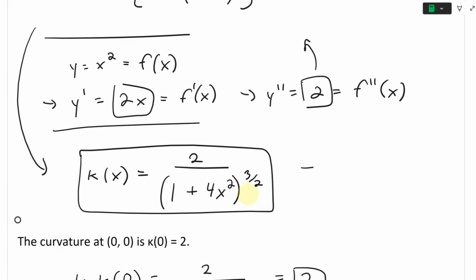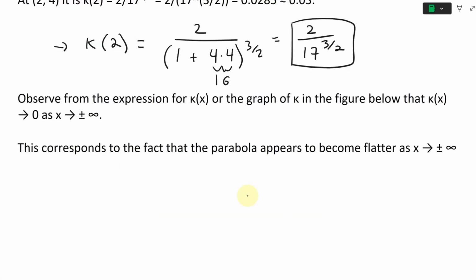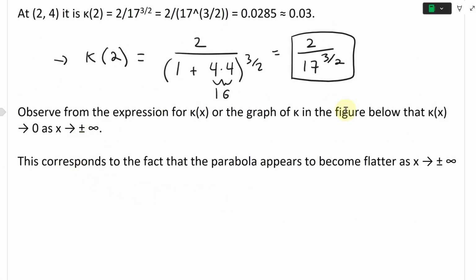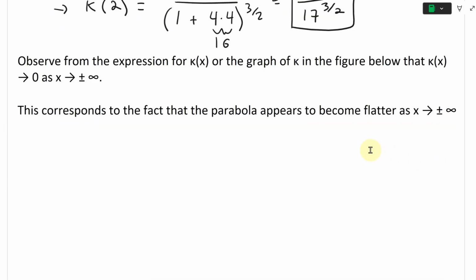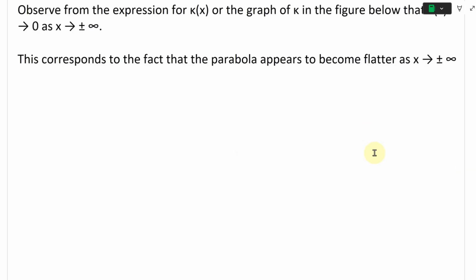So in other words, if you're dividing by infinity, 2 divided by infinity, you're going to approach 0. Doesn't matter plus or negative. So it's approaching 0 as x approaches plus or minus infinity. This corresponds to the fact that the parabola appears to become flatter as x approaches plus or minus infinity. In other words, it becomes straight, and there's basically less curvature. And you can see this, I'll graph this all out right here.